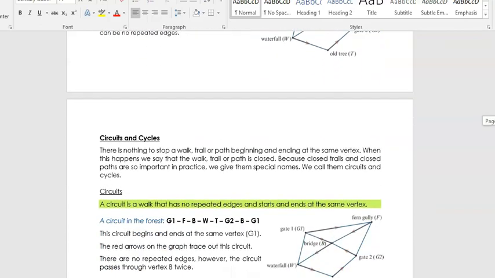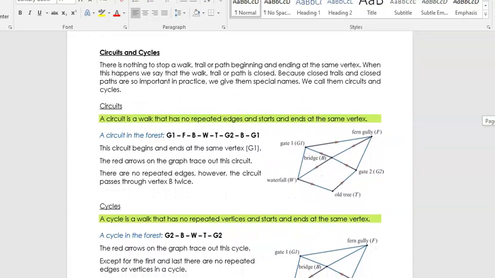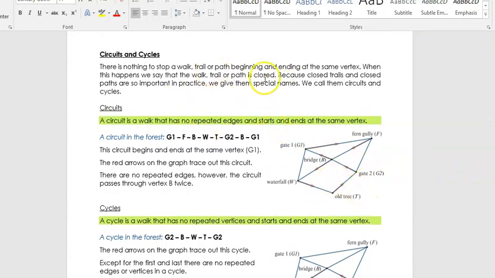But then it gets a bit trickier when we get to circuits and cycles, because there are key characteristics that are important within this. So there is nothing to stop a walk, trail, or path beginning and ending at the same vertex. When this happens, we say that the walk, trail, or path is considered closed. Because closed trails and closed paths are so important in practice, we give them special names, which are called circuits and cycles. So in general terms, when you think of a circuit or a cycle, you think of the word circle, and you can see it starts with C, and you get the CIRC in there.